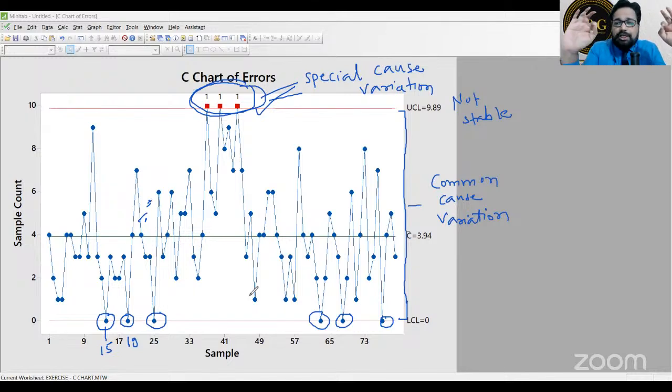Are you clear with the C chart? Just type yes in the chat box. This is called a stability diagram or a control chart. Clear till here? Just type yes in the chat box.